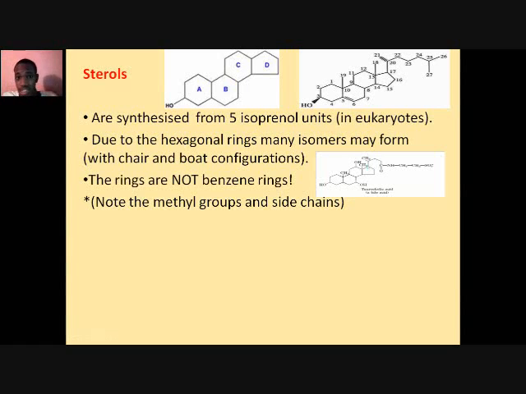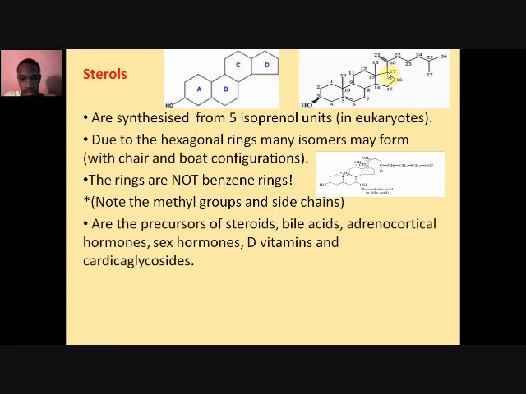And it's important to realize that these rings are not benzene rings. They are not benzene rings. In benzene rings you see the circle indicating alternating double bonds in the resonance structure. But these are not benzene rings. And note where the methyl groups are attached in cholesterol at this site.